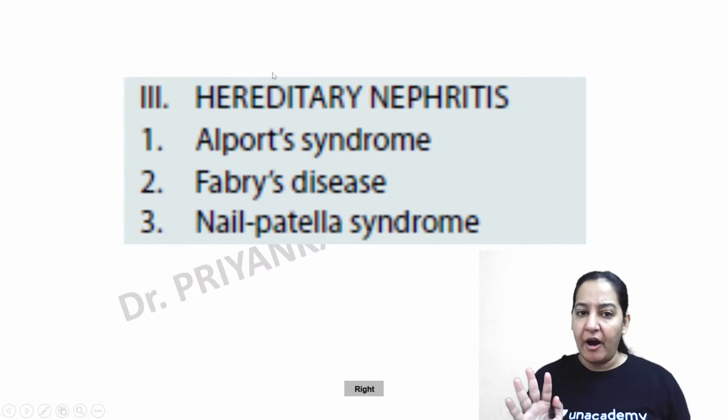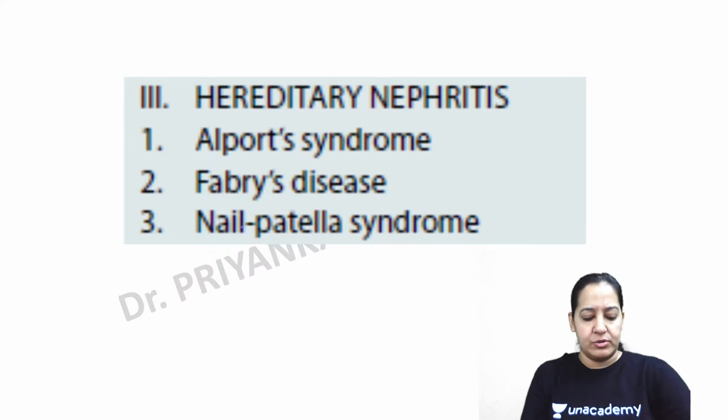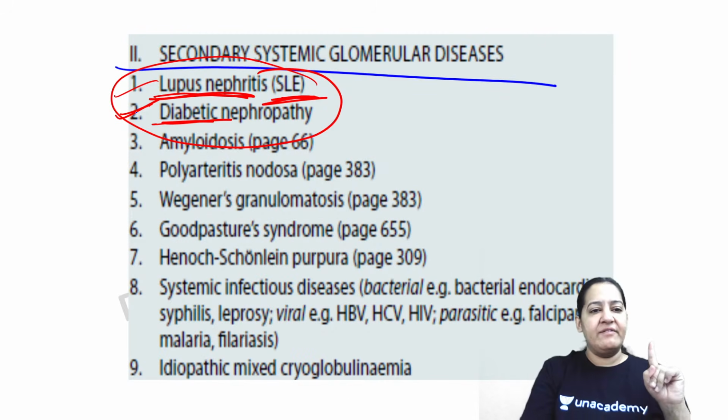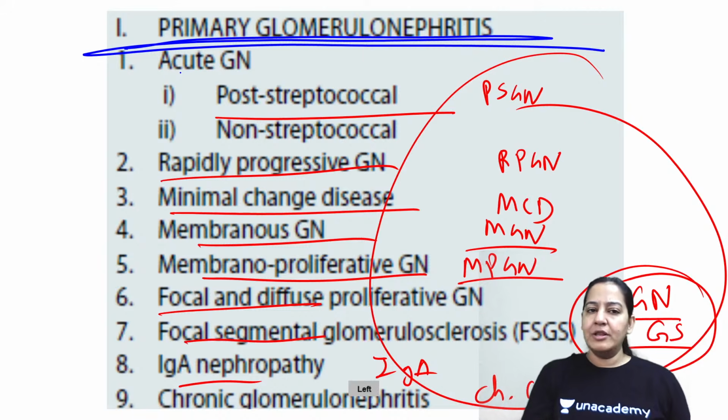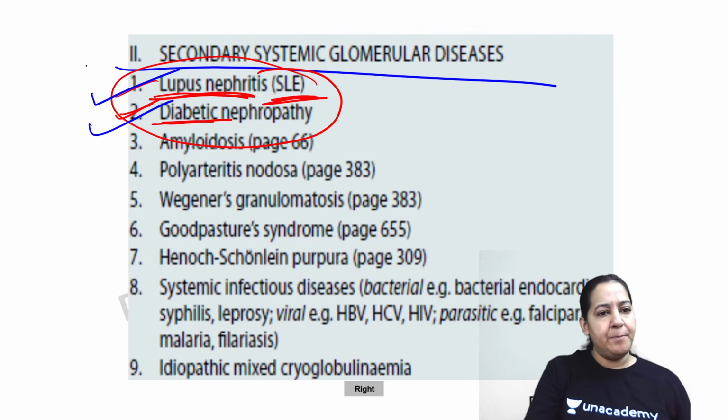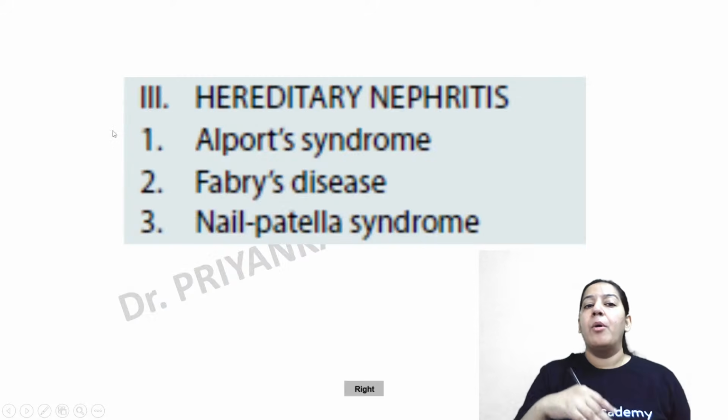This is secondary. After the secondary, I will teach you hereditary also. So let me first finish these two. First, I will finish diabetic nephropathy, then I will finish lupus nephritis. So all the primary are done, and from the secondary, the important ones are done. Then we will come to the hereditary.